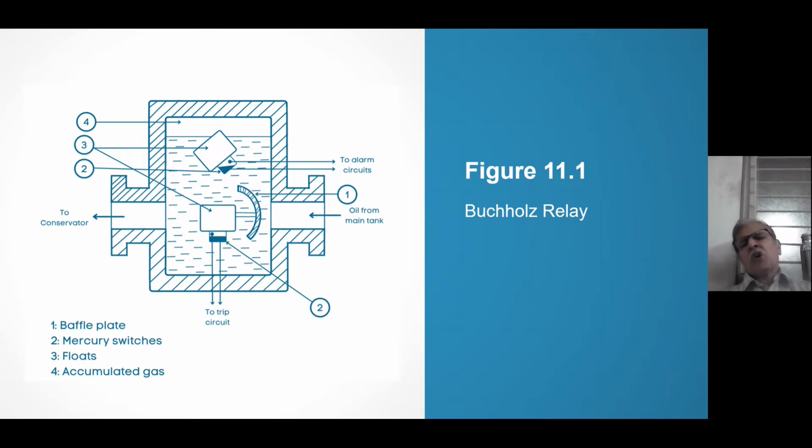And this is a must because the Buchholz relay is the only relay, along with the winding temperature indicator, oil temperature indicator, RTDs, and the oil level indicator in the conservator tank, which can sense non-electrical faults. So these non-electrical faults are very important, right? Because electrical relays, overcurrent relay or anything, will not be able to sense this because current is not increasing or decreasing. Nothing is happening to current. So these devices are very important. Buchholz relay is a must in every transformer.